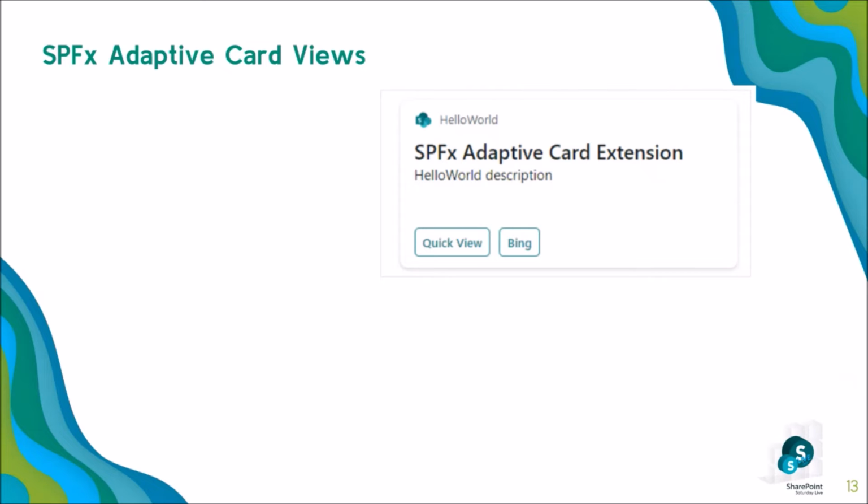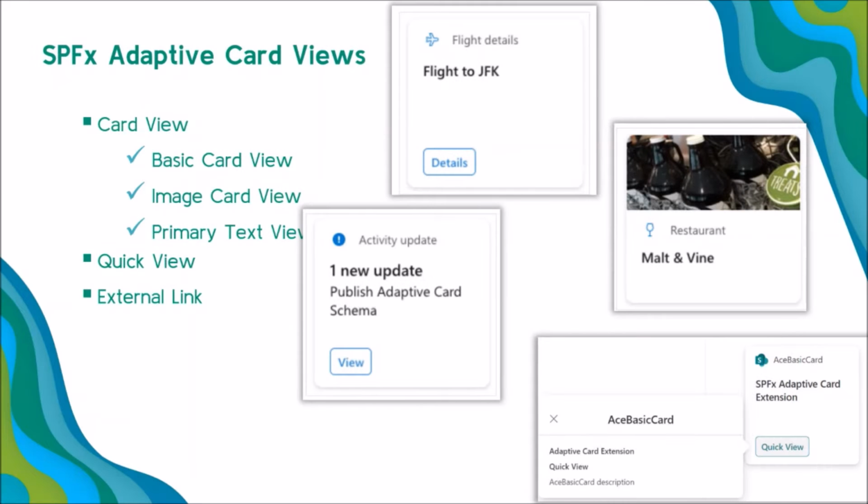When you come to adaptive card views, you can see here the adaptive card view with a basic card view or image card view. The top one is the basic card. On the right-hand side is the image card, with the image and the content. The left-hand middle is the primary text view, and we can see the quick view. We want some mouseover to get view information out of the button, for example flight to JFK details with full details of the ticket or something we want to show. We can use the quick view.